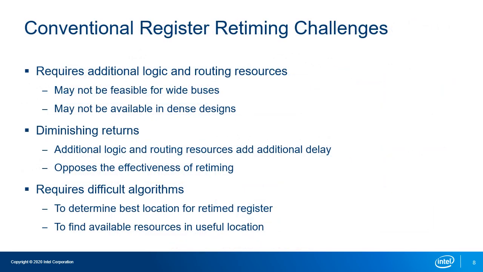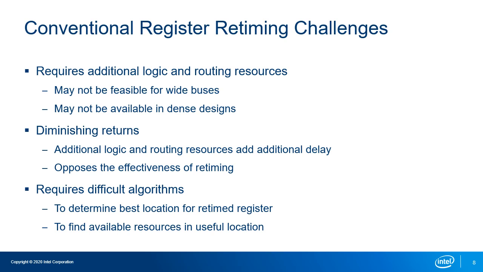So although effective for increasing performance, conventional register retiming can still be very challenging for the place and route tool. First, additional logic and routing resources are required. Unused logic cells must be available near the circuit that needs to be retimed. If a wide bus has to be retimed, this will require a large number of additional logic cells to do that retiming. This may or may not be possible depending on how fully utilized the device is.